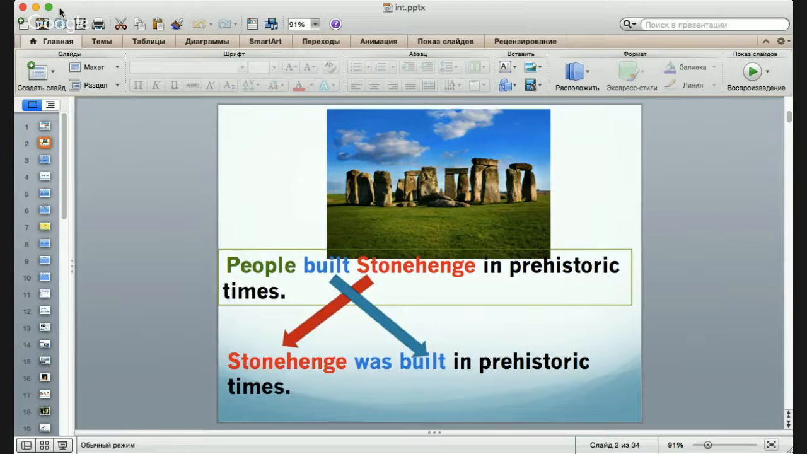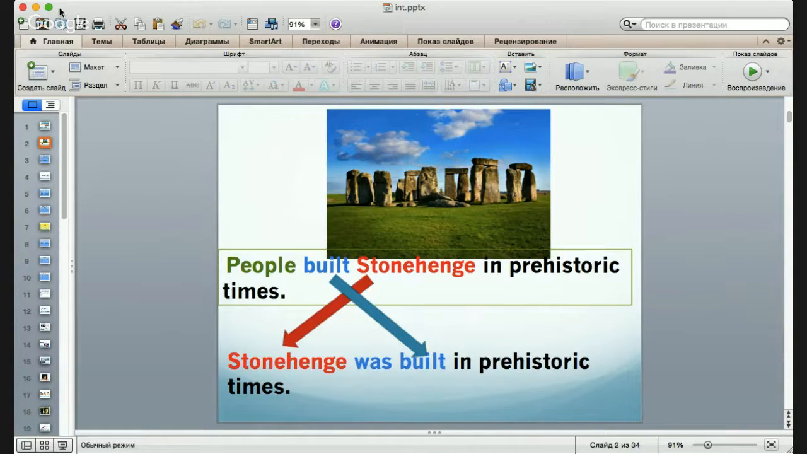And the sentence we've got is like that. People built Stonehenge in prehistoric times. And if we don't want to pay attention to those who performed the action, and we want to say just that the action was performed and that's it, what should we do? How should we transform this sentence?